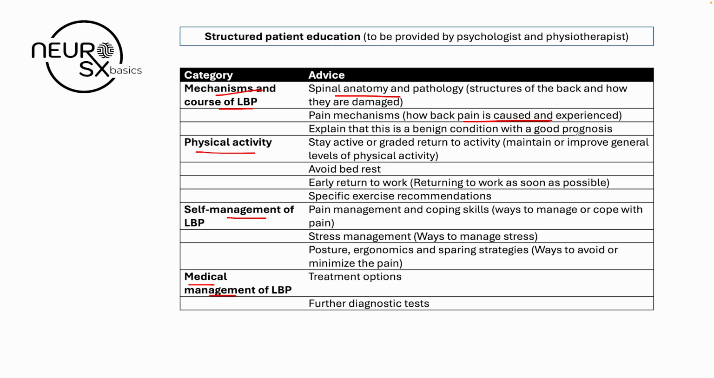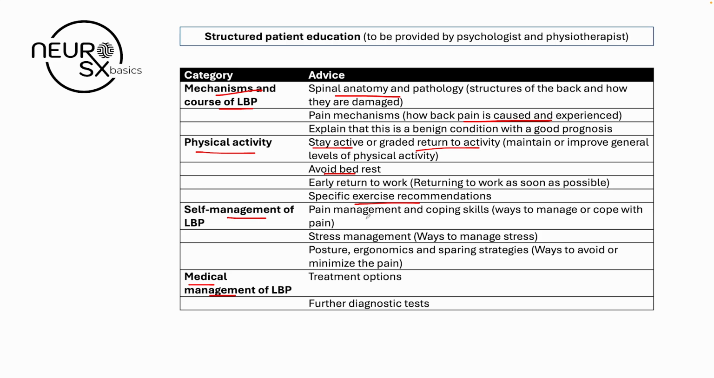Second is physical activity. Usually we want them to not rest and to stay active as much as possible. So we want them to avoid bed rest, stay active, or return to activity slowly. They should return early to work, and we can give them specific exercise recommendations. Again, remember, this is the job of a psychologist and physiotherapist. This will be a structured education program, which needs to be carried out over at least 20 minutes with each session. Then third, self-management of low back pain.